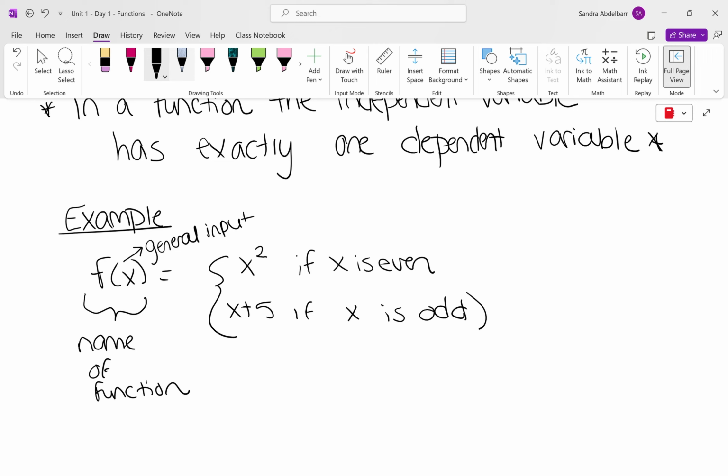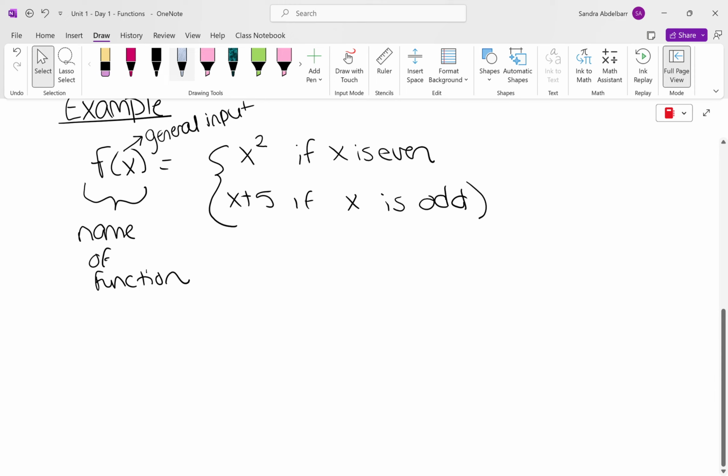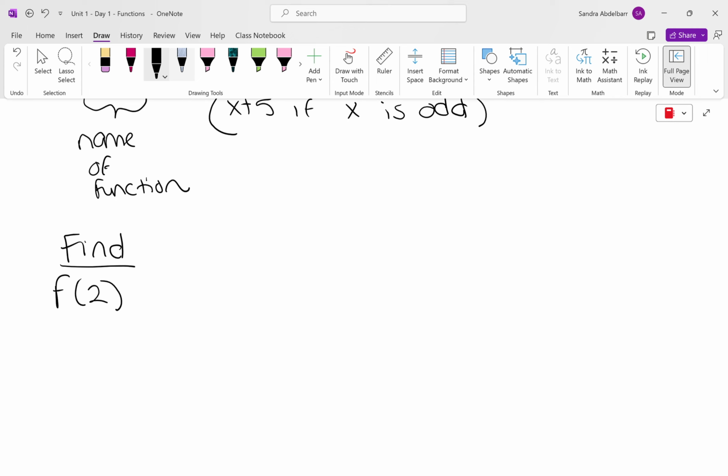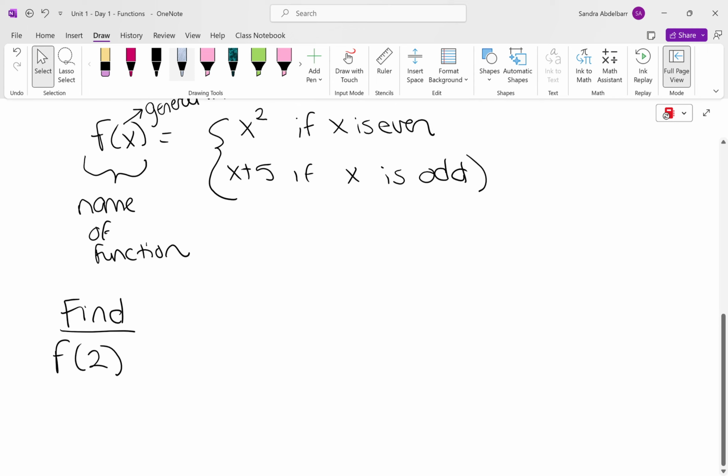So now, this is our general function rule. This is our function, f of x. This is sort of like the machine that it's going into. It's going into x squared if x is even, and it's going to go into x plus 5 if x is odd. So now let's say I want you to find f of 2 based on my function rule. So my input is 2.